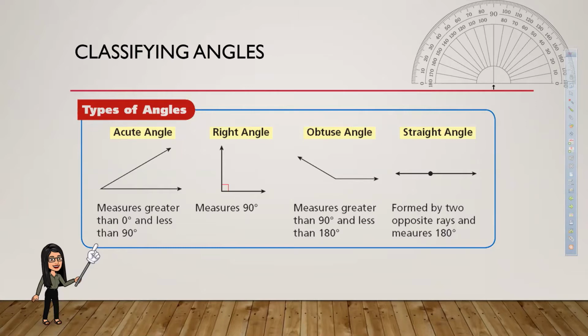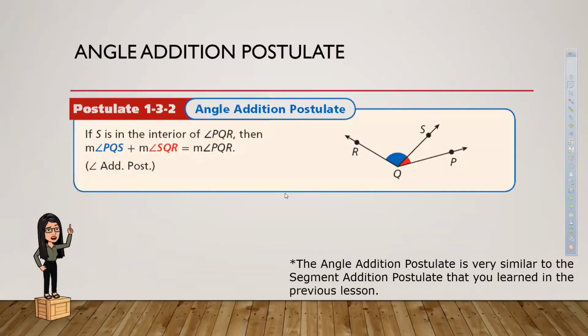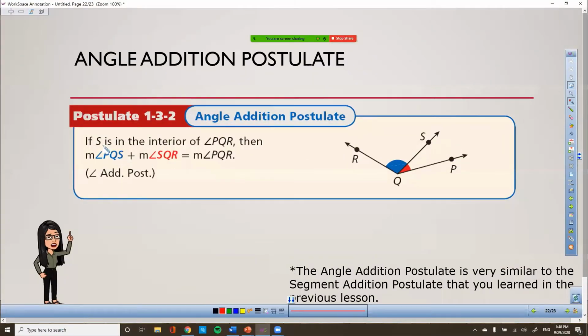Right, but now in this section, we're also going to be looking at something called the angle addition postulate. Now, addition postulate should sound very familiar because we recently saw segment addition postulate, but now we're going to be applying it on angles. And the angle addition postulate tells me that if point S is on the interior of angle PQR, so point S is somewhere inside angle PQR, then we have this equation right here.